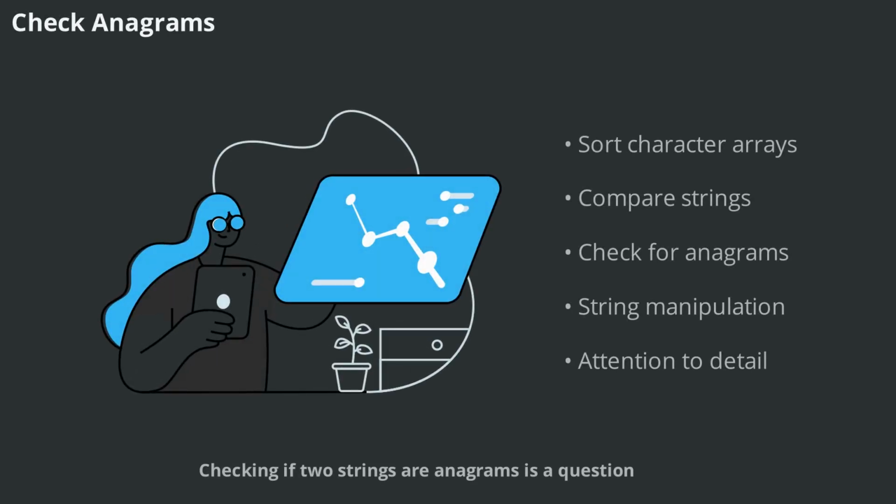Checking if two strings are anagrams is a question that tests your ability to sort and compare character arrays. By sorting both strings and comparing them, you can determine if they contain the same characters. For example, listen and silent are anagrams. This problem demonstrates your skill in string manipulation and sorting. Interviewers use this question to assess your attention to detail and ability to handle different input cases. Practicing this builds your confidence in string comparison.